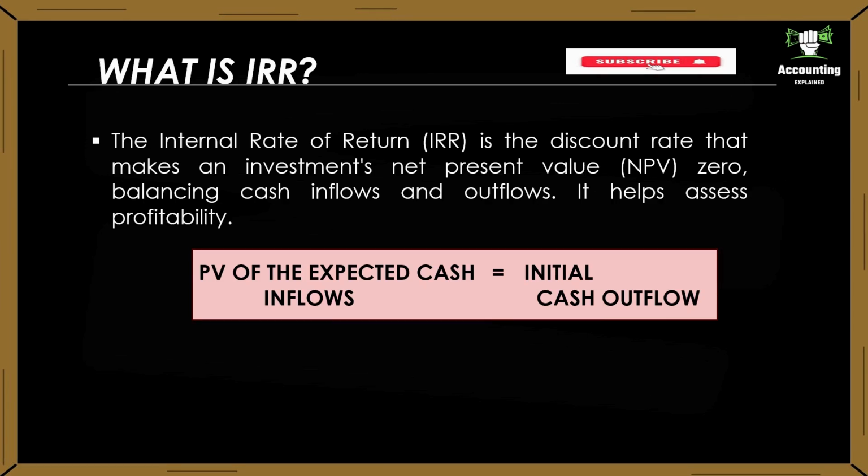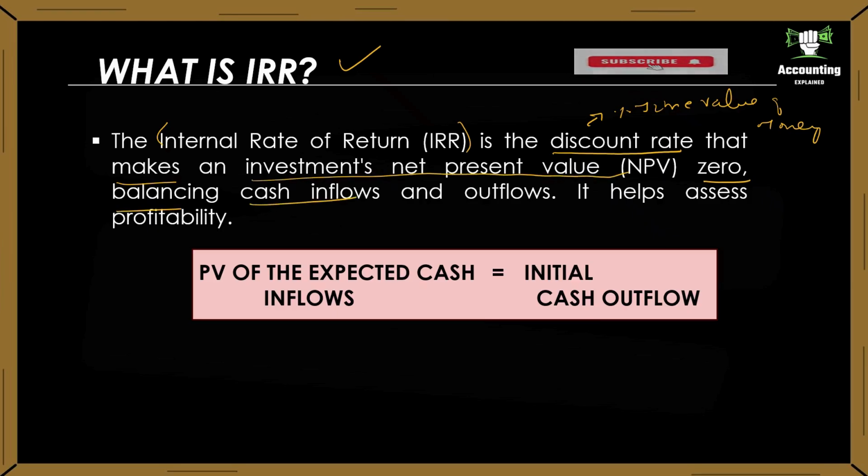Students, now let us learn about the IRR in the capital budgeting series. IRR is the discount rate. Discount rate is always in percentage, and that is the time value of money that makes an investment's net present value 0. Balancing cash inflows and outflows, it helps to assess the profitability.